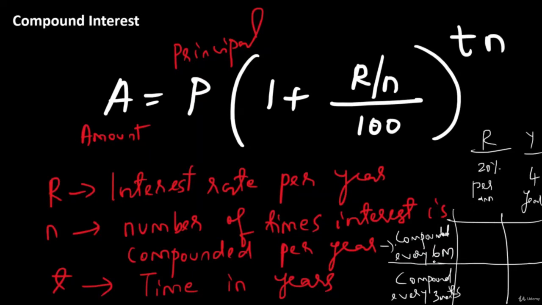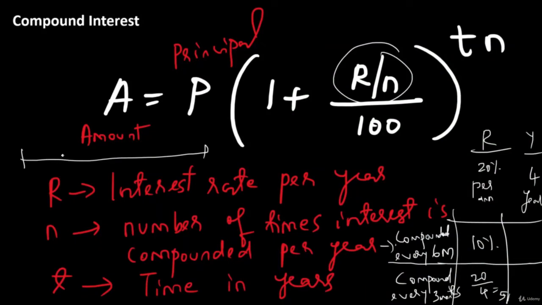So for 6 months, it will become R by N, which is R by 2, right? So that's 10% every 6 months. All right. Now, if it's every 3 months, that's 20 by 4, which is equal to 5%. It's not 20 by 3, it's 20 by 4. Why? Because 3 months occurs 4 times in 1 year, right? So this is 1 year. This is 3 months, this is 3 months, this is 3 months, and this is 3 months. So you can see 3 months occurs 4 times in 1 year, right? So that's why 20 by 4 or 5%.